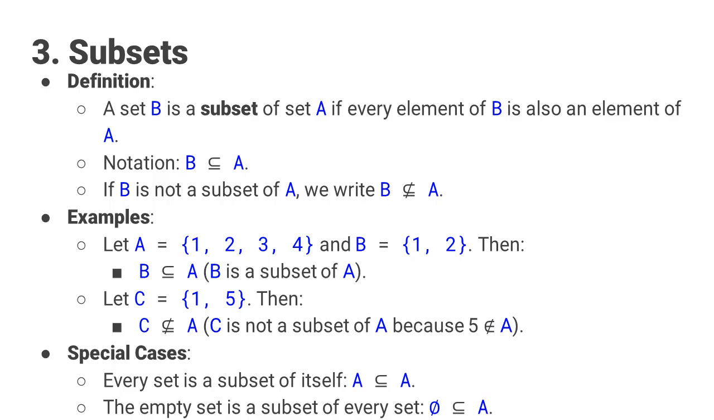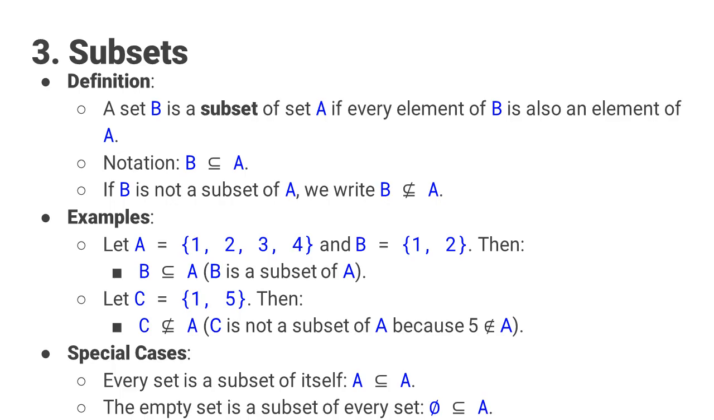Let C equal the set {1, 5}. Then C is not a subset of A, but why? C has two elements, 1 and 5. Is 1 an element of A? Yes. But is 5 also an element of A? No. So there exists an element of C that is not also an element of A. Therefore, C cannot be a subset of A. C is not a subset of A.